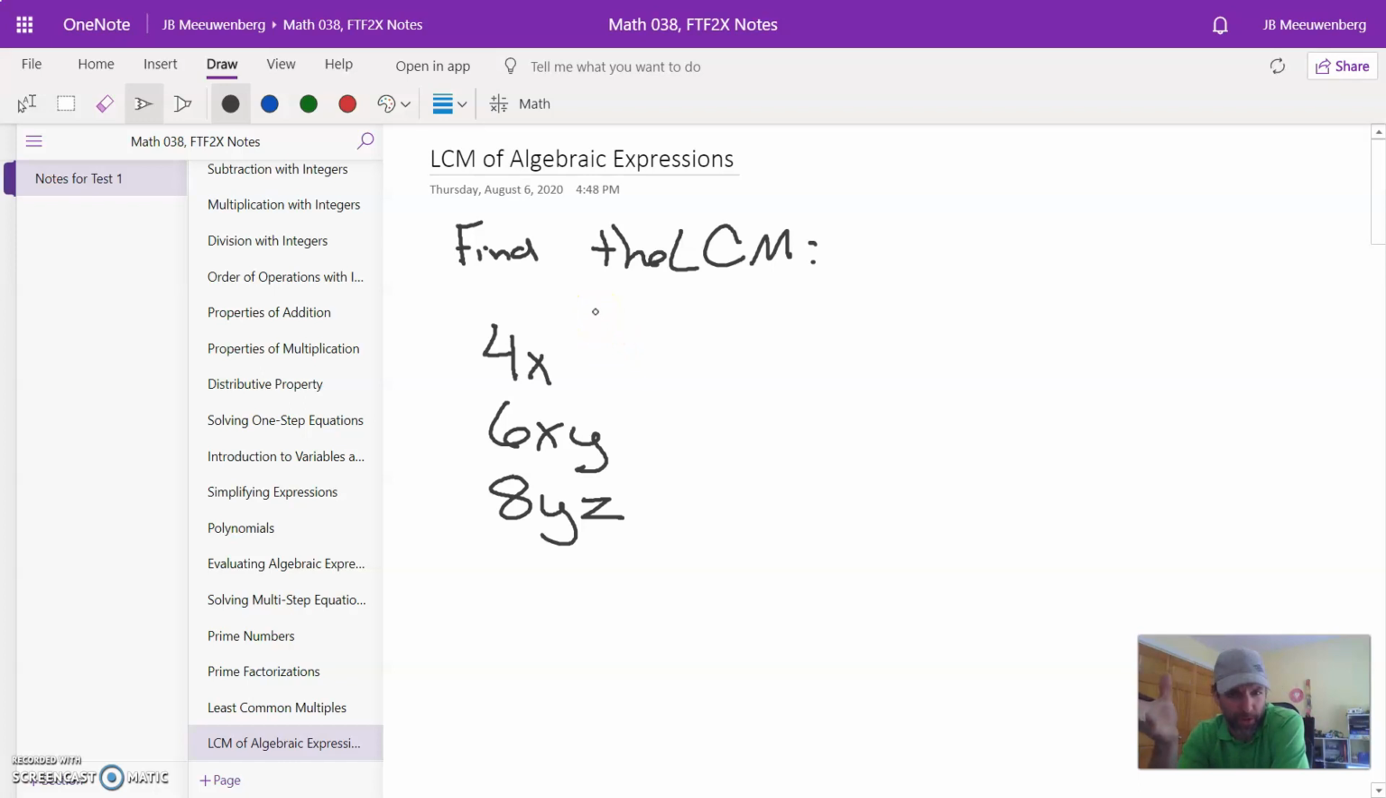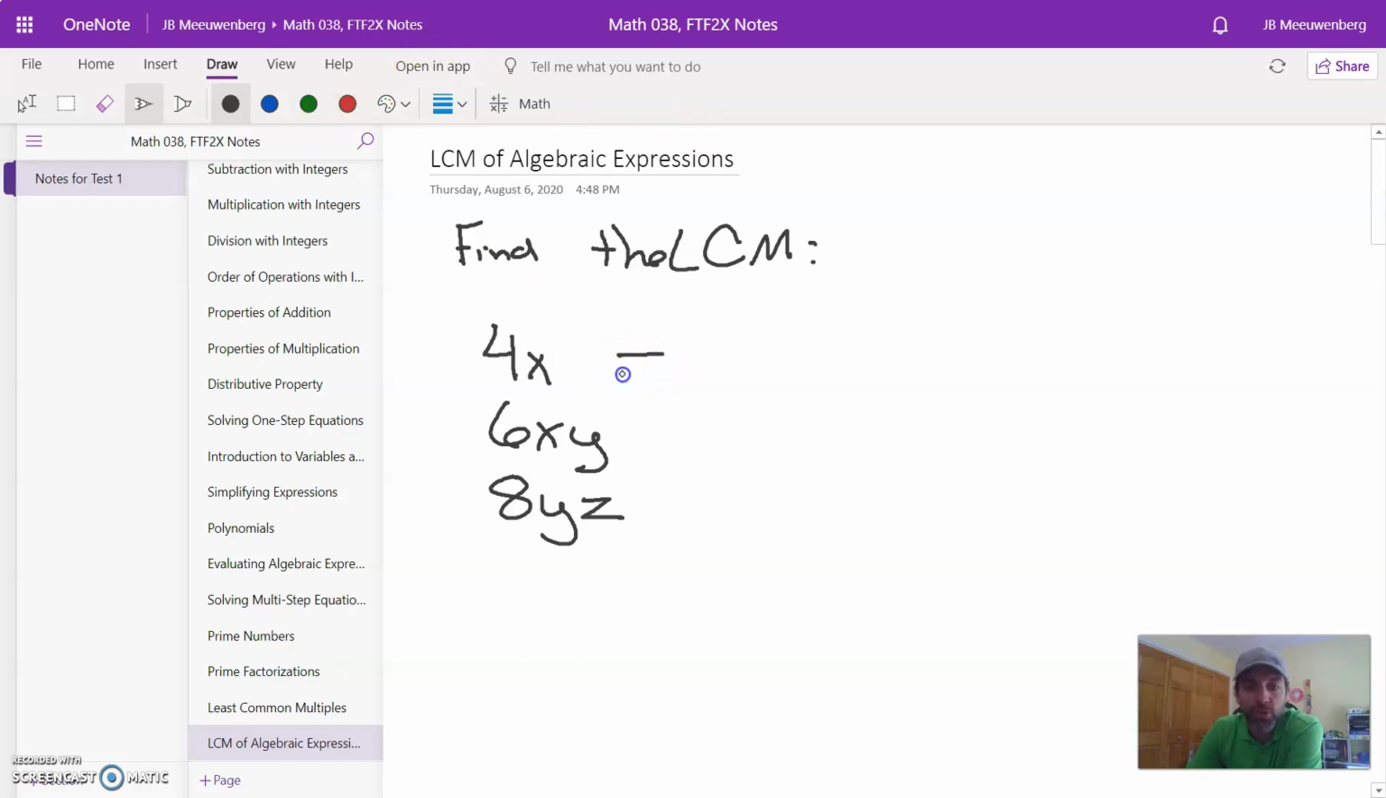So before you panic, just think, what is a variable and what does it mean? Variables are numbers, right? We just don't know which number. But what we do know is that in this problem, if I'm using an x here and an x here, it's the same number. It just doesn't matter which number it is. So go back to what we were just doing with least common multiples. You're not going to be able to do this by listing out the multiples. It's just not really possible. You've got to use the other method that we learned, building it using prime factorizations.